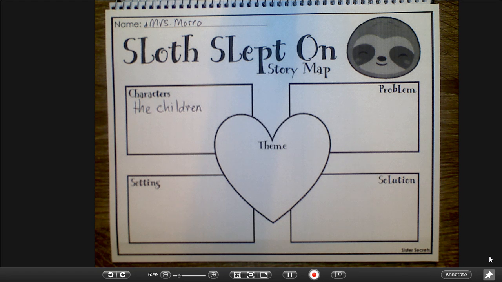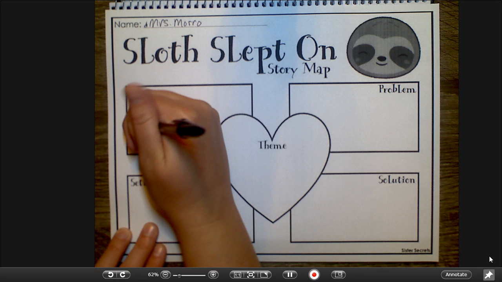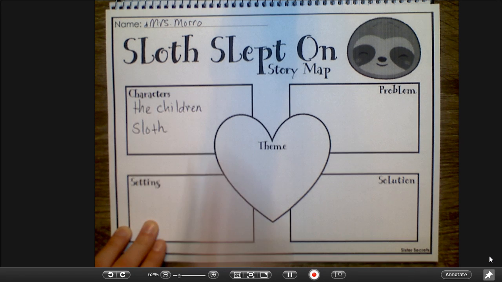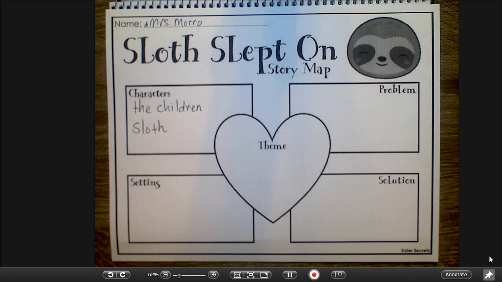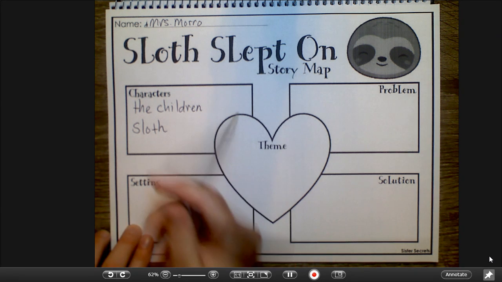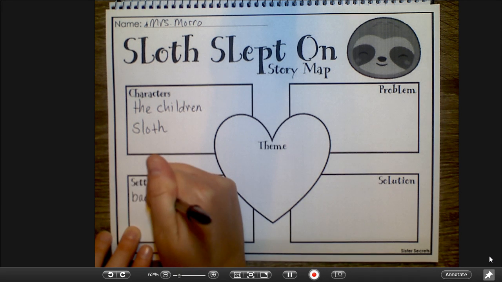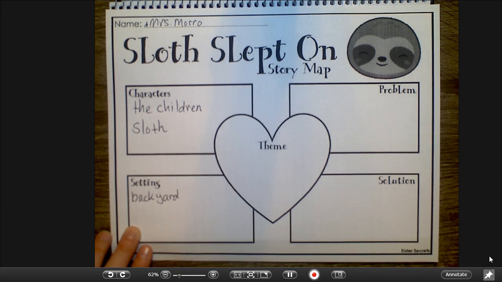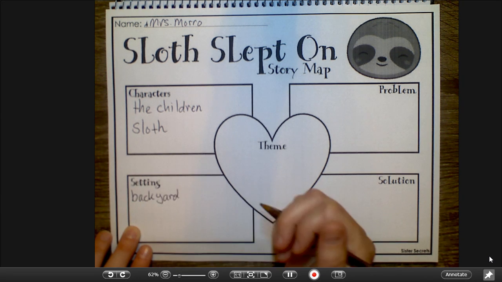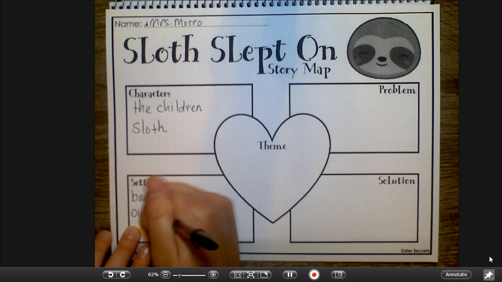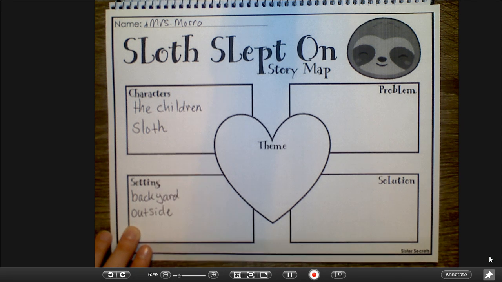So our other character here is going to be the creature, the animal that they found. And what in the story did that animal end up being? The sloth. So those were the main characters in the story, and we can move on from there. For this setting, we can say that they found this creature in their backyard. And the backyard, one of our favorite settings, is outside, or you might say outdoors.